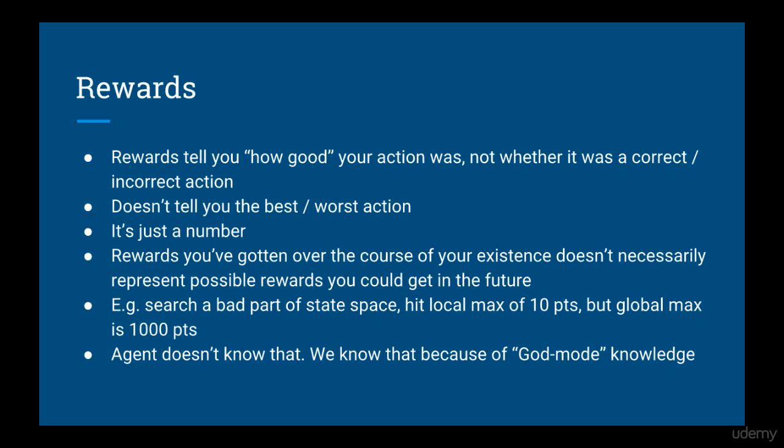One aspect of rewards is that a reward just tells you how good your action was, not whether it was a correct or incorrect action. It doesn't tell you whether it was the best or worst action, it's just a number. So if you're an agent, the rewards you've gotten over the course of your existence don't necessarily represent the possible rewards you could get in the future. You could be searching a bad part of the state space and hit a local maximum of 10 points, when the global maximum is 1,000 points. But you would never know that if you were the agent. We would know because we designed the game. That's again an instance of God mode knowledge.